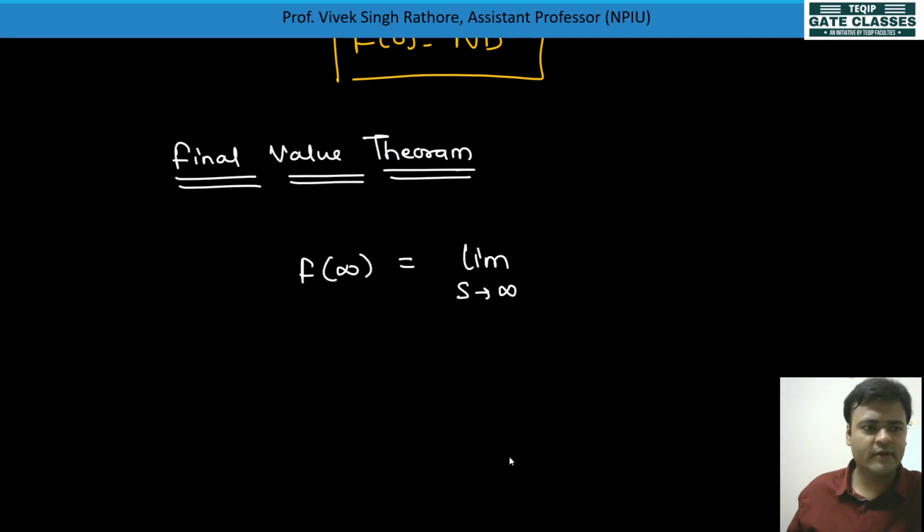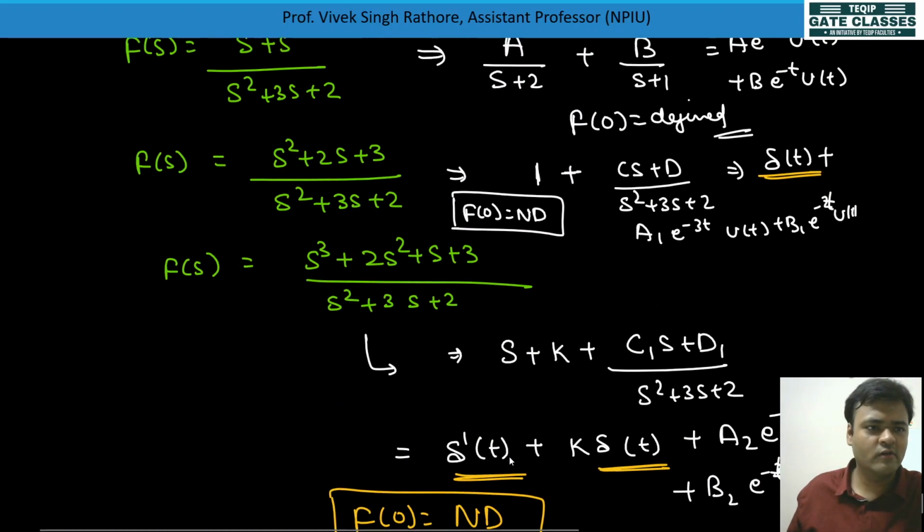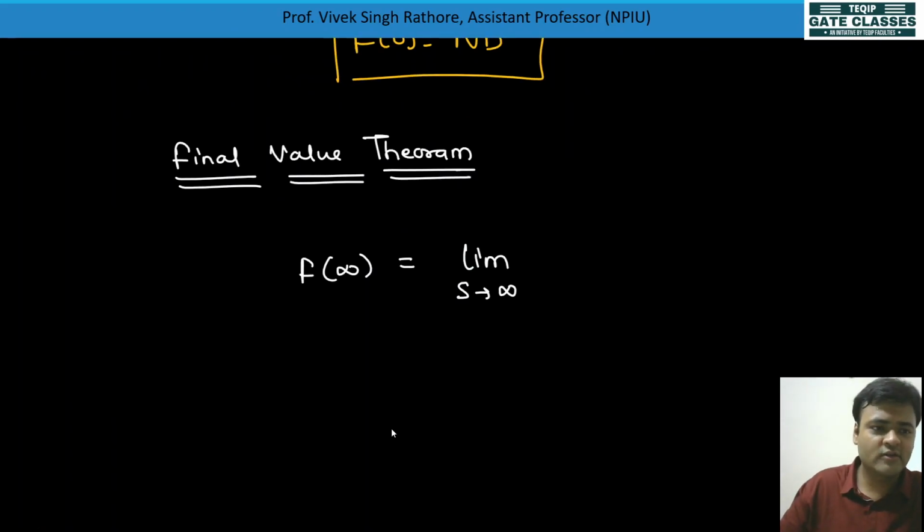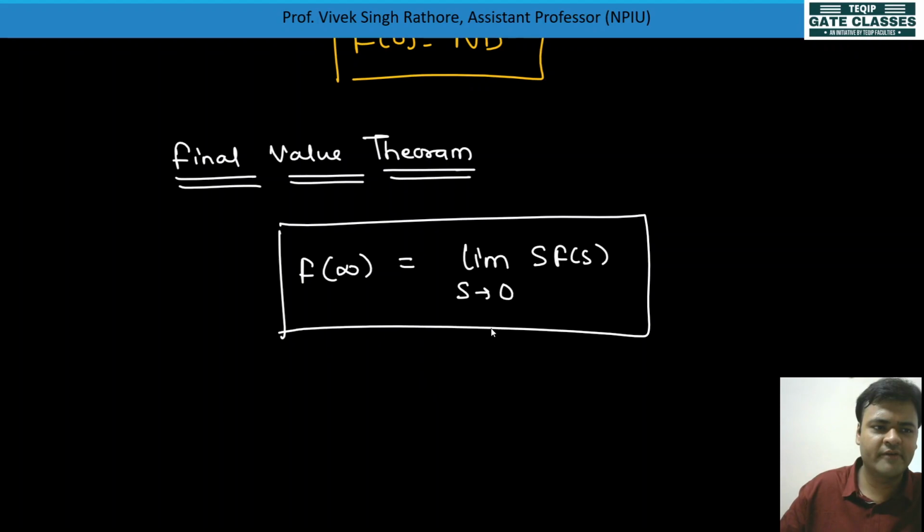Earlier, for the initial value, we took s tending to infinity. Here s is not tending to infinity, sorry, just the opposite: s tending to 0. You should remember, for the initial value we take s tending to infinity, and for the final value we take s tending to 0, and again it is s into F of s. In both expressions, the only difference is what value s tends to. This is the final value theorem.